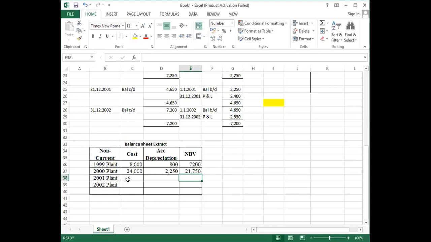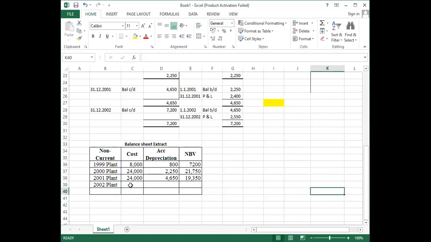Year 2000, the total value of our asset was still 24,000, right? But we have some further depreciation here of how much? Year 2001, we have an additional 2400 that is going to the P&L. And therefore, here it will be 2250 plus the already one that is here to get what? 4650. Do you see that? So what will be the new book value, the net book value here? It will be 24,000 minus 4650 to get what? 19,350. I hope you are able to see that.